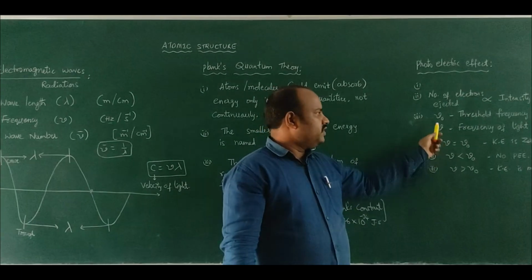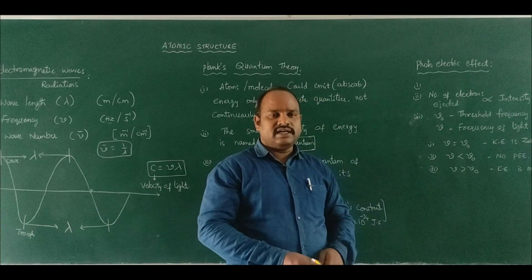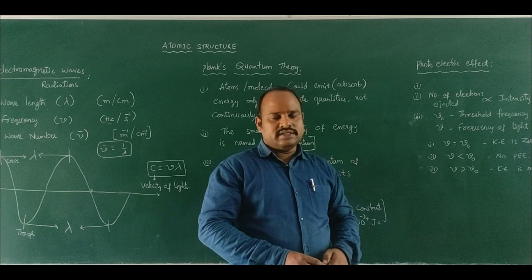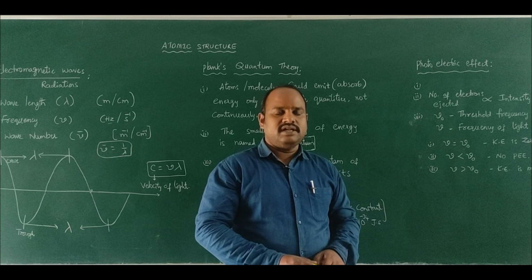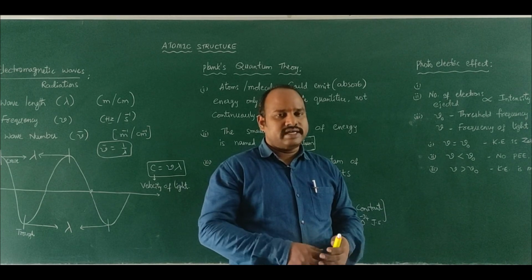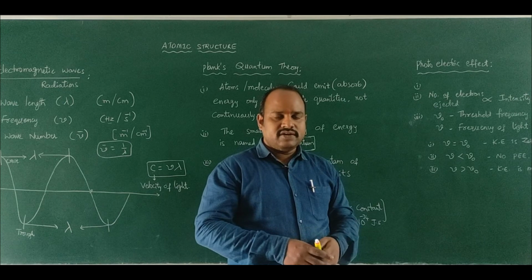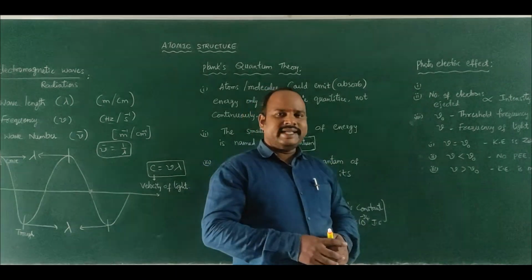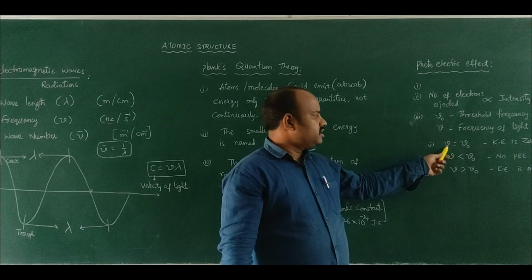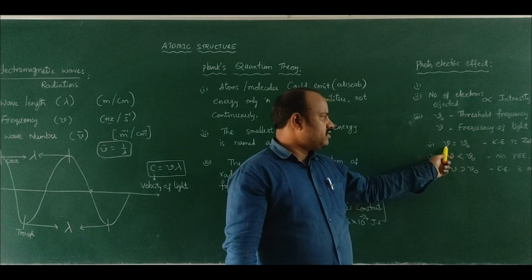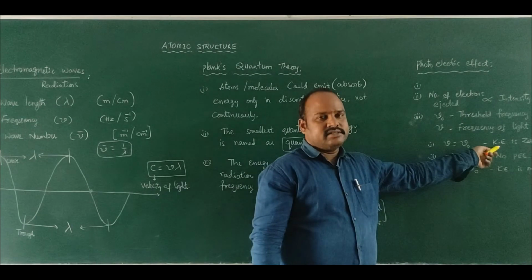When nu naught is equal to nu, that indicates the frequency of light is equal to the threshold frequency, then what happens? The electrons will be ejected from the metal surface, but they do not have any movement, so there is no movement of electrons, but there is a possibility of photoelectric effect. That indicates the kinetic energy of the electron is zero. So when the frequency of light is equal to the threshold frequency, the kinetic energy of electrons is zero.